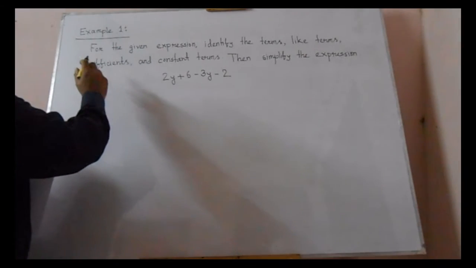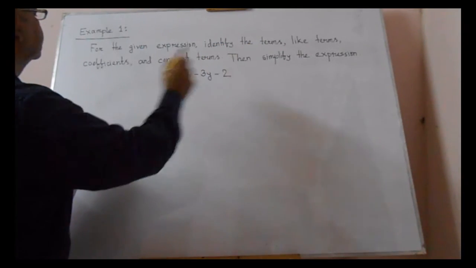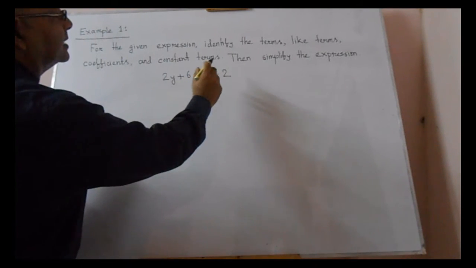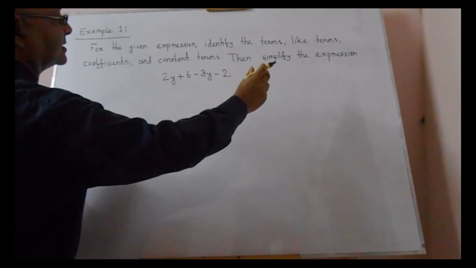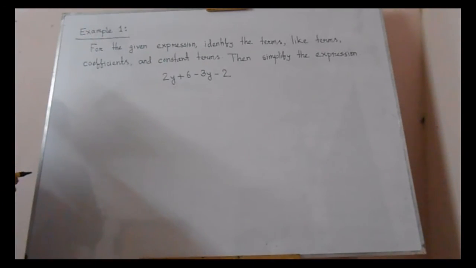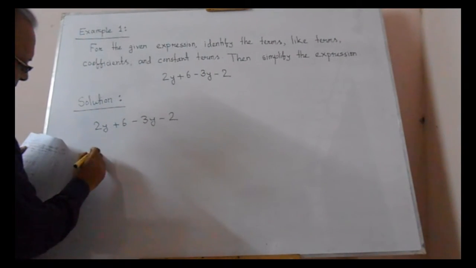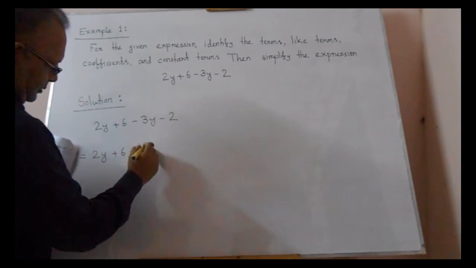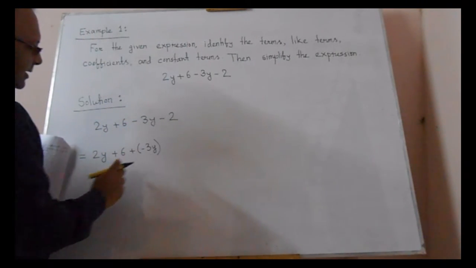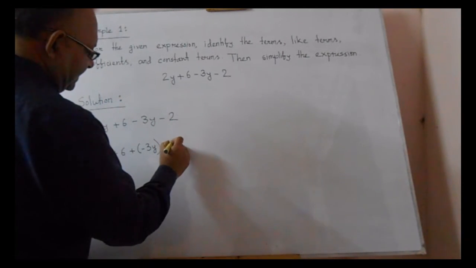Example 1. For the given expression, identify the terms, like terms, coefficients and constant terms. Then simplify the expression. And this is the expression. Now we're going to solve this example. We can write this expression like this. We put plus here and put minus 3y inside parentheses. We also put minus 2 inside parentheses.